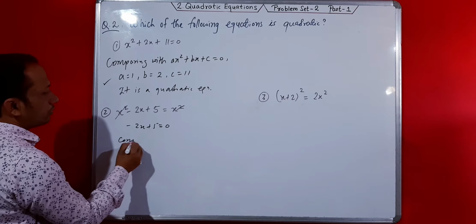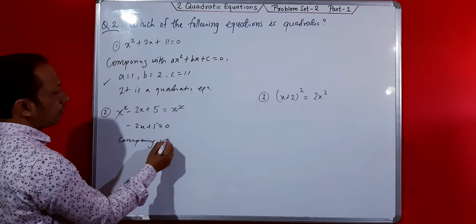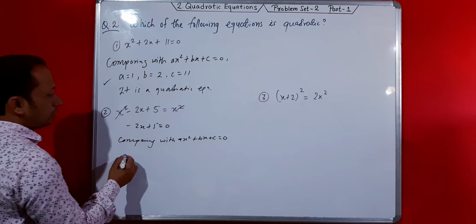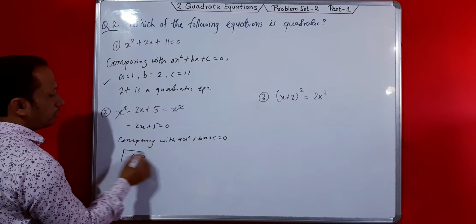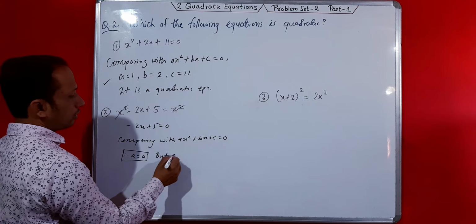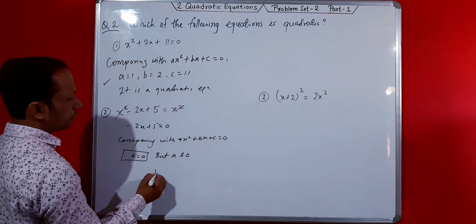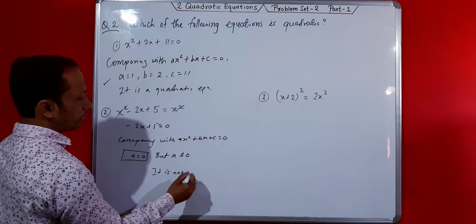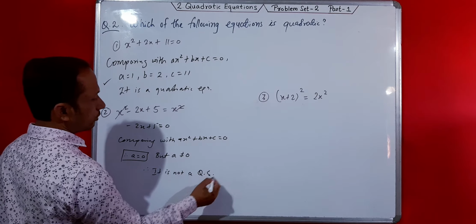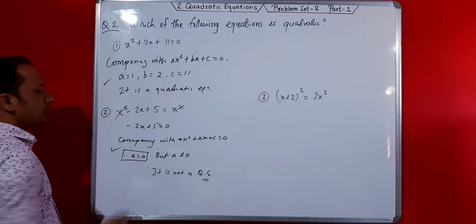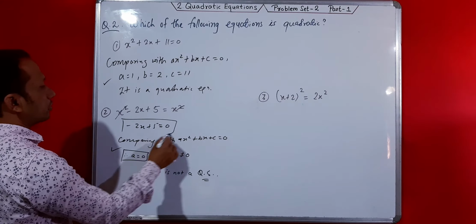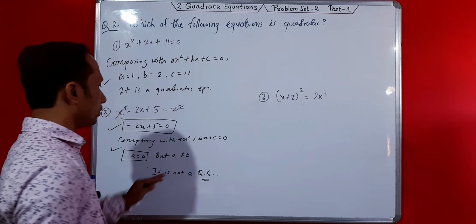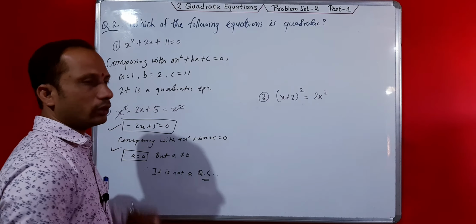Comparing with x square plus bx plus c is equal to 0, therefore a is equal to 0. But a is never equal to 0, therefore it is not a quadratic equation. Because you know that in the case a is equal to 0, it will never be a quadratic equation. First, x square should not be equal to 0. So this is the given requirement for a quadratic equation.